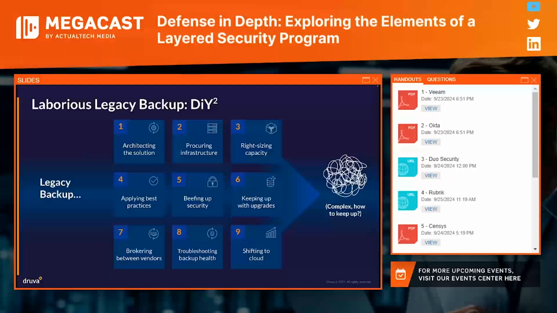Not to mention trying to mitigate issues across different vendors and different technologies, which invariably leads to troubleshooting any issues with that backup environment. And all of this is almost antithetical to the goals of shifting our infrastructure to the cloud.